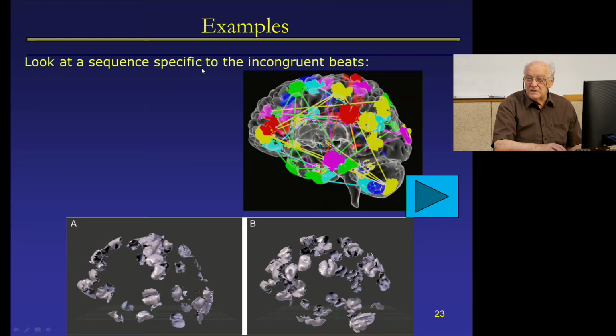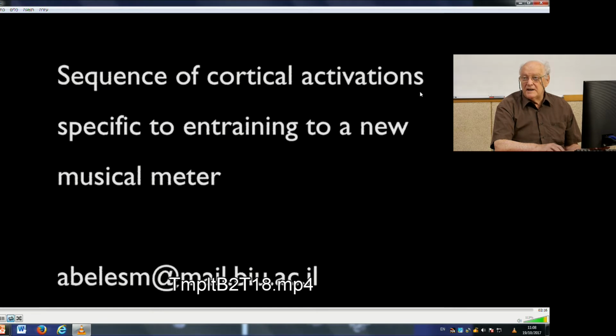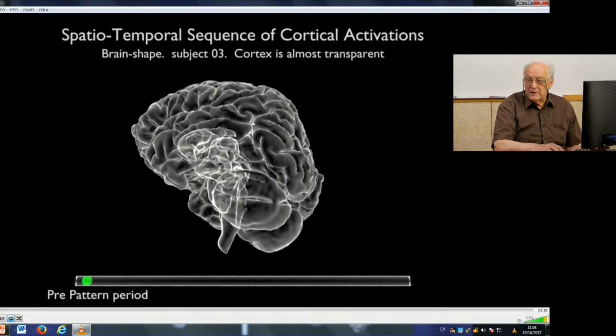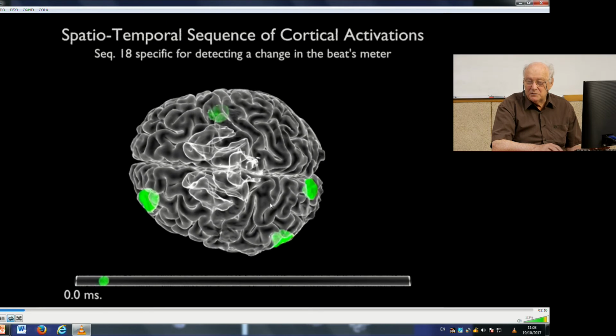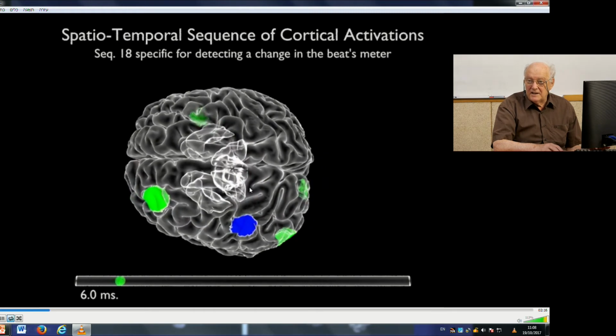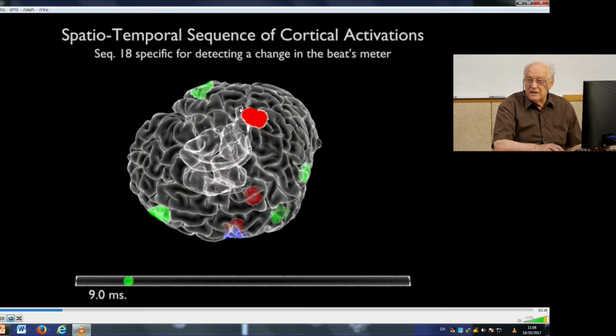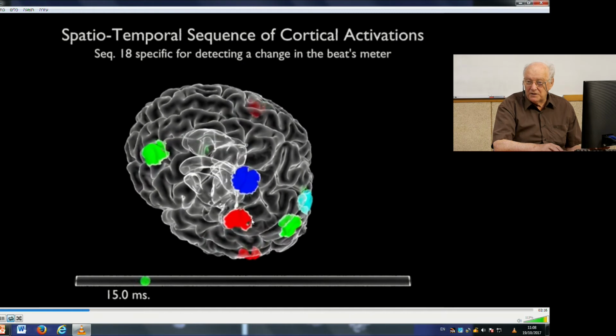Now let's look at a sequence which was specific to the incongruent bit. In this movie, we'll see sequences of cortical activation specific to the entraining to a new musical meter. Again, like before, we see the brain of the subject semi-transparent. When the system starts, we see these 4 points appear, then this point, then later on other points. You can see that already from the beginning the activity is distributed among the 2 hemispheres.